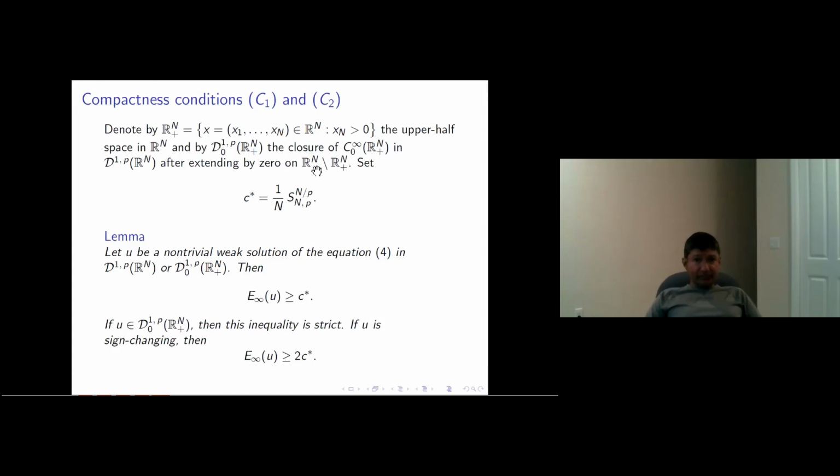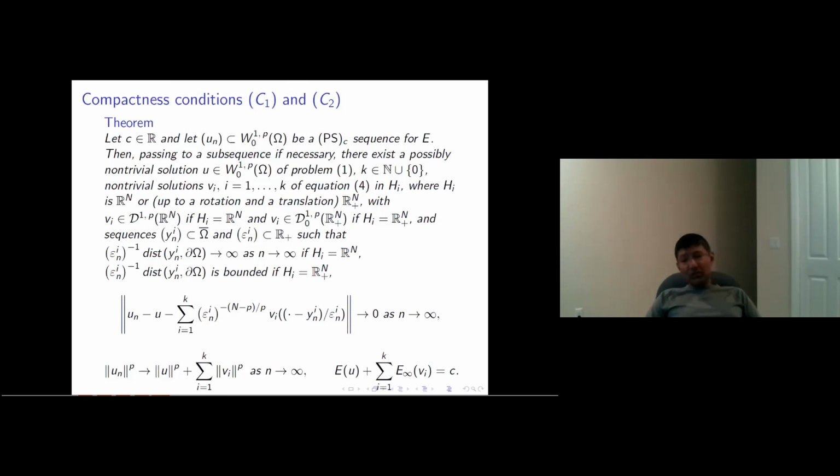And so here's the threshold level C star. In our case, this is a well-known threshold level. It's 1 over n times the Sobolev constant to the power n over p. And what we need to use to verify the assumption C1 and C2 is this global compactness result. So this global compactness result stated here is essentially due to Mercuri and Willem, and we made some minor adjustments there.